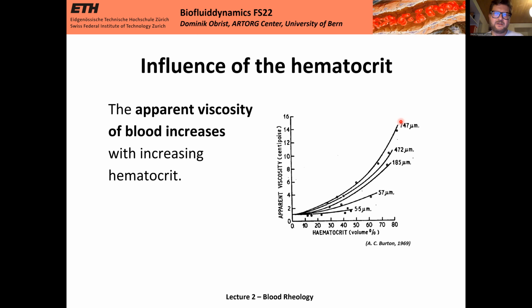And of course, we can ask ourselves, is there something like an optimal hematocrit? Because if we look at the role of red blood cells, we immediately see that the more red blood cells we have, the more oxygen we can transport. So there's some kind of a competition. The higher the hematocrit, the more oxygen we transport. At the same time, the higher the hematocrit, the higher the viscosity, the more power we need, the more the heart needs to pump to push the blood through the body.